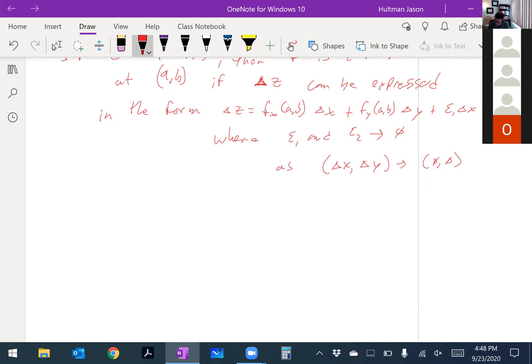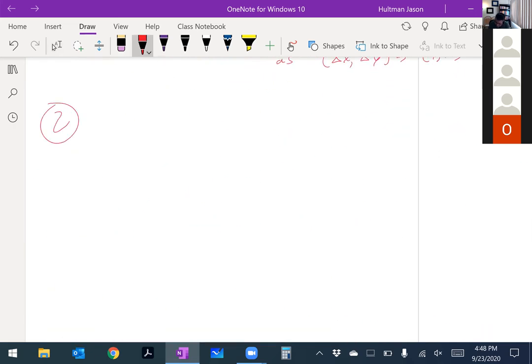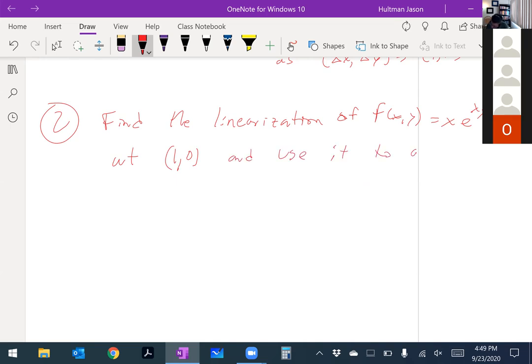Okay, what were we on? Example 2. Let's do example 2 here. Find the linearization of f of x, y equals x e to the xy at 1, 0, and use it to approximate f of 1.1, negative 0.1.